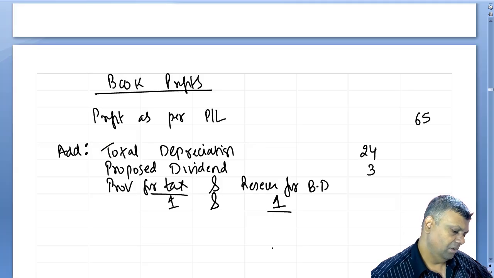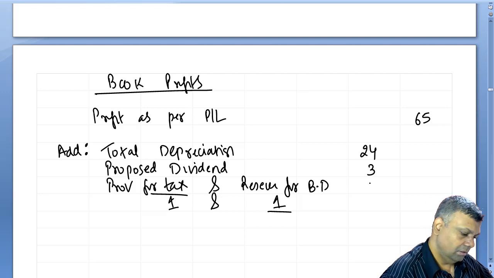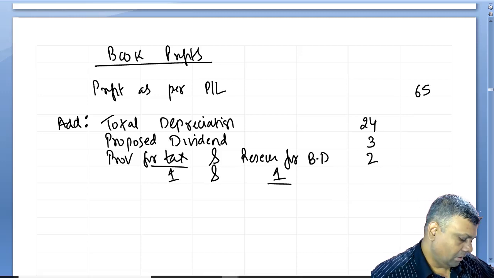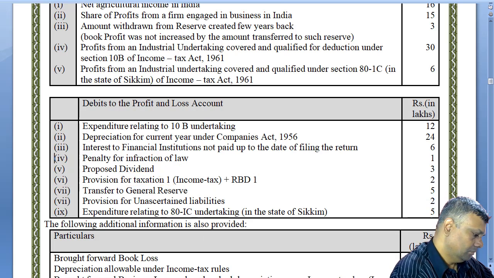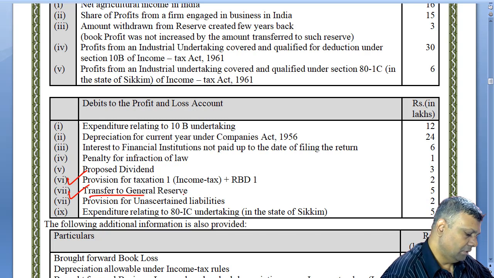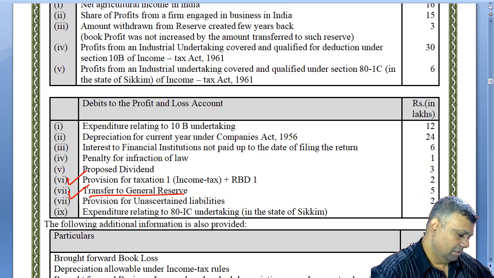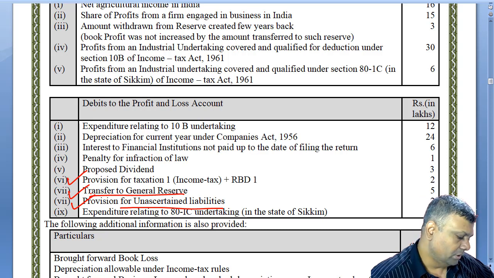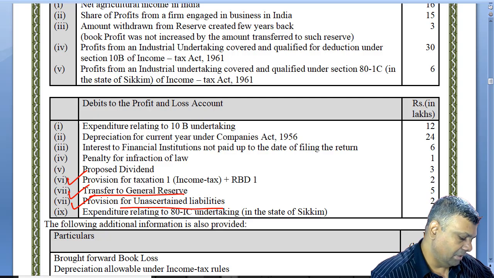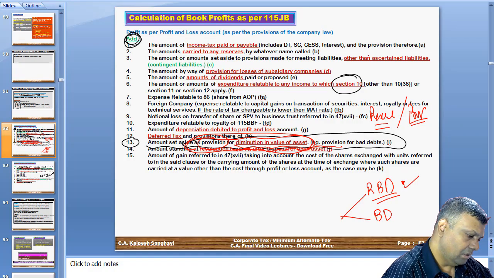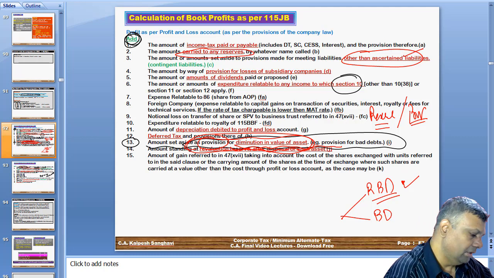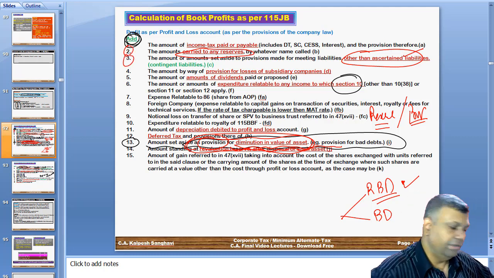So, come here, reserve for bad debts. This is the total figure that I'll have to add. Next. So this I have done. Transfer to general reserve, this is of course to be added. Provision for unascertained liabilities, this we have already discussed in the past, but I will show you in the format also as a standard practice because I don't want my students to miss that. So general reserve and unascertained liability. Add this, your unascertained liabilities and transfer to reserves, amount carried to any reserve by whatever name called. That is your entry.